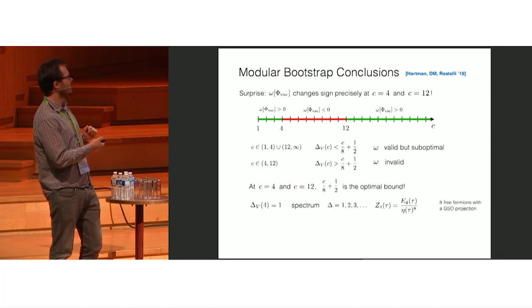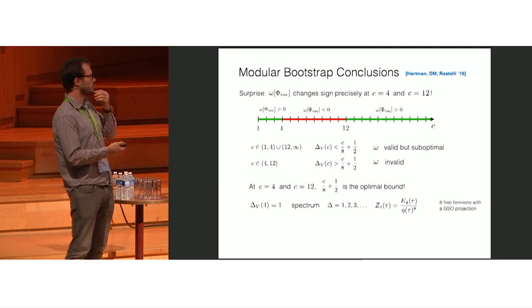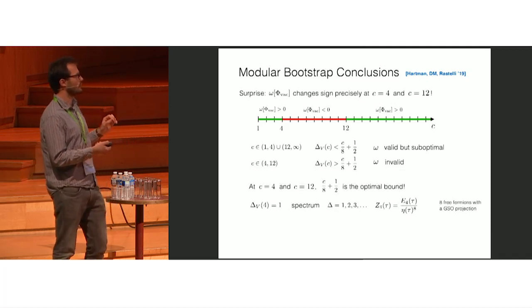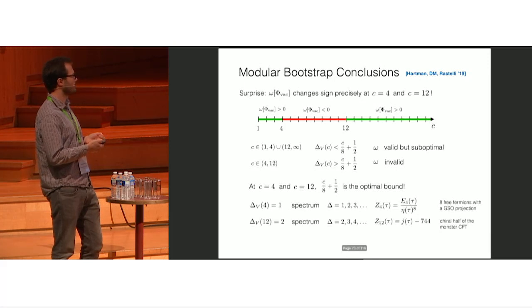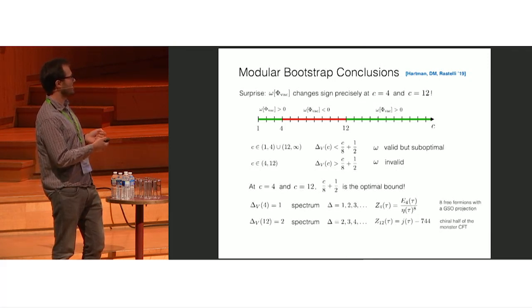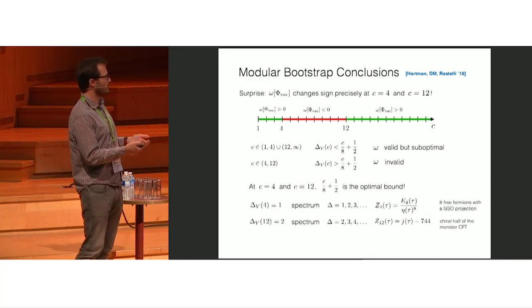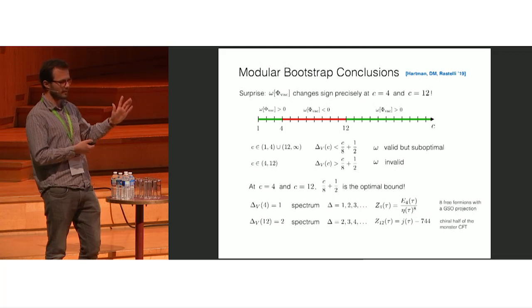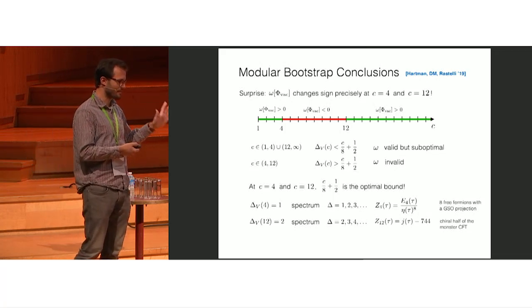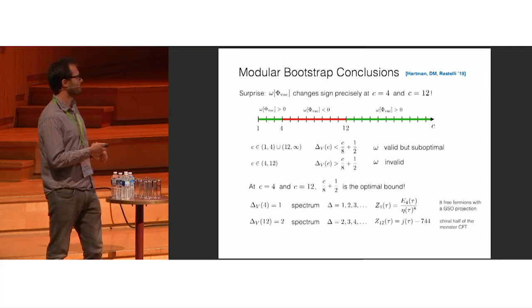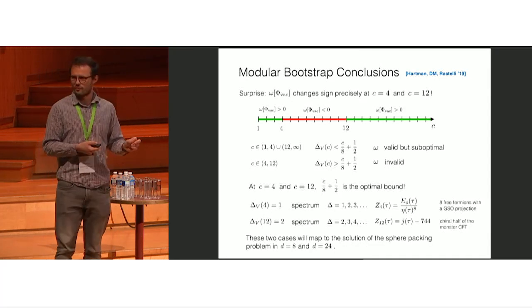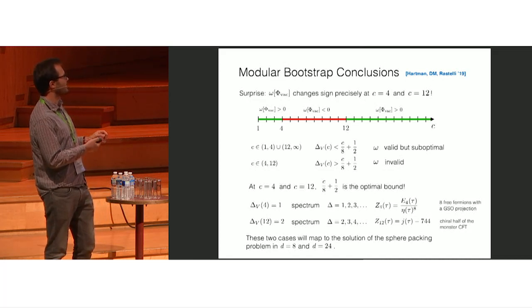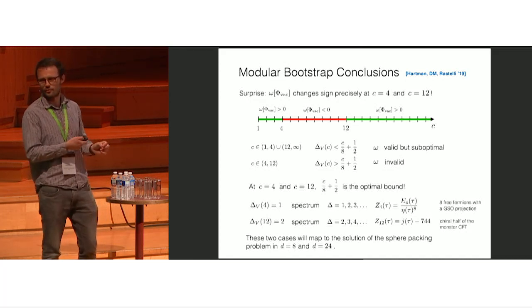So at C equal 4, when you plug in 4 into this formula, you get 1. The optimal spectrum consists of positive integers, and the partition function is that of 8 free fermions with a diagonal GSO projection. And for C equal 12, you plug in 12, you get 2 here, and the spectrum is the same, but 1 is omitted. The partition function is just the chiral half of the monster CFT, so that, even though the monster CFT has central charge 24, the chiral half looks like a partition function of a C equal 12 theory. And these two cases will map to the solution of the sphere packing problem in 8 and 24 dimensions. So notice that 4 is 8 over 2, and 12 is 24 over 2.